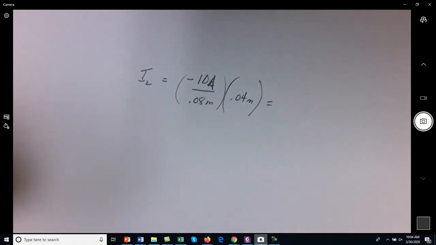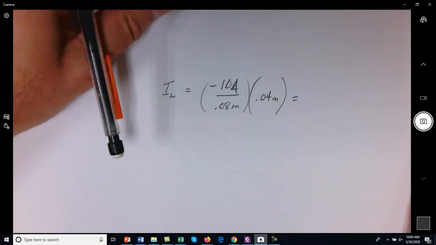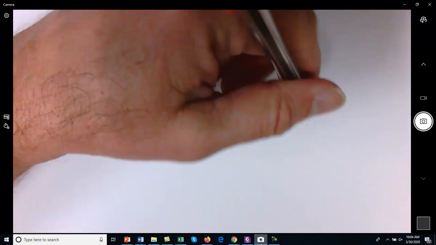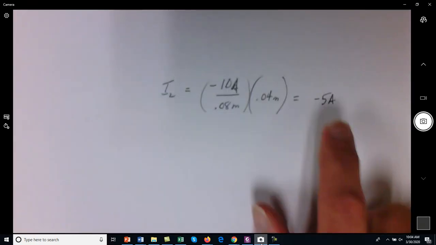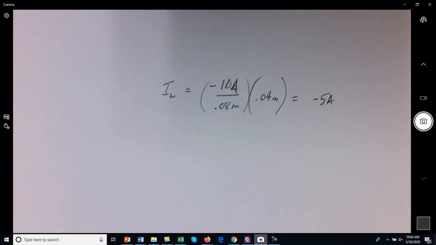Okay, and then I calculate that out. And my doc camera is just a little crooked. And so that gives me I2 is equal to negative 5 amps. And that negative sign there, all that means is that it is going in the opposite direction of the 10 amps. So it's indeed 5 amps to the left, not 5 amps to the right.